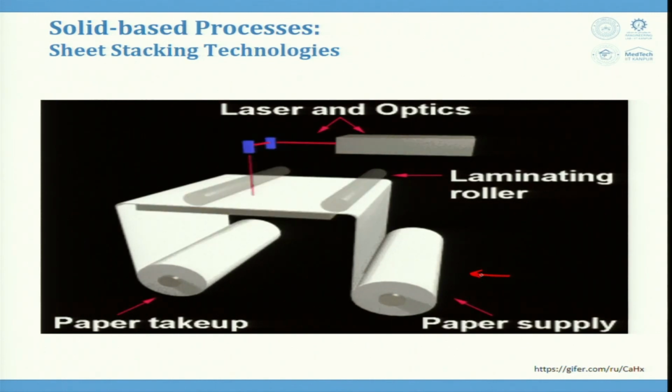the paper supply is going from right to left. It is being manufactured in a laminated form. This is also known as laminated object manufacturing. The object that is there, that is the sheets, are being laminated over each other.